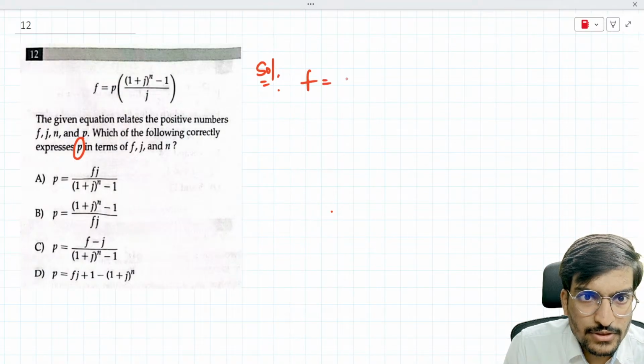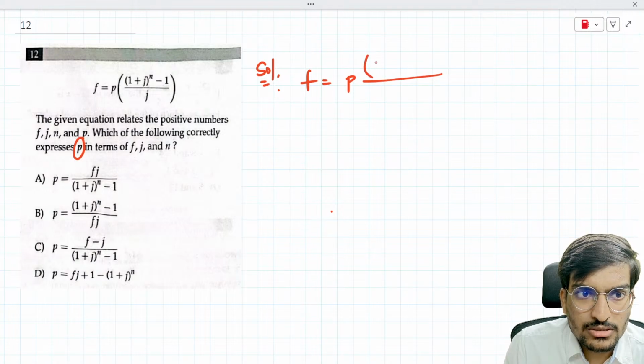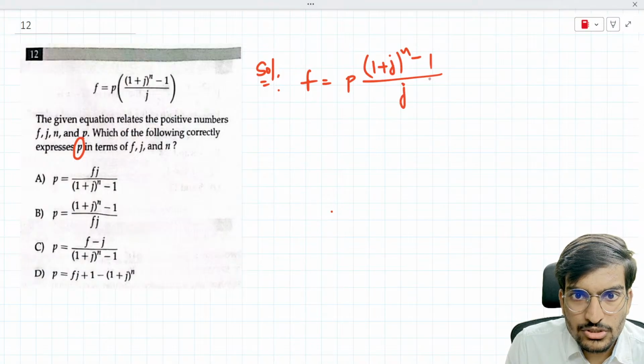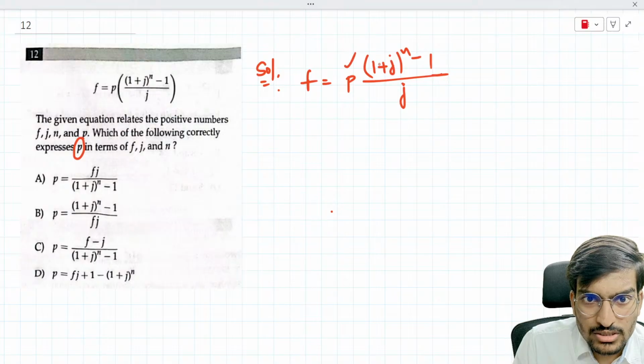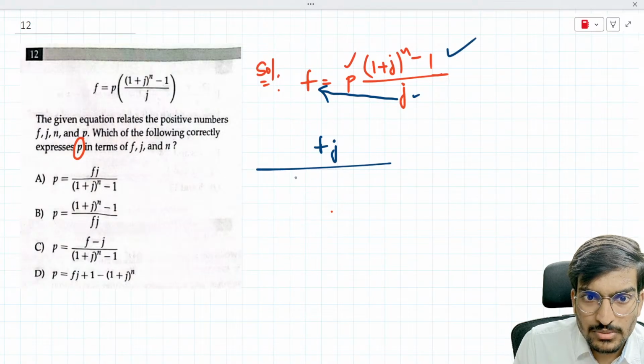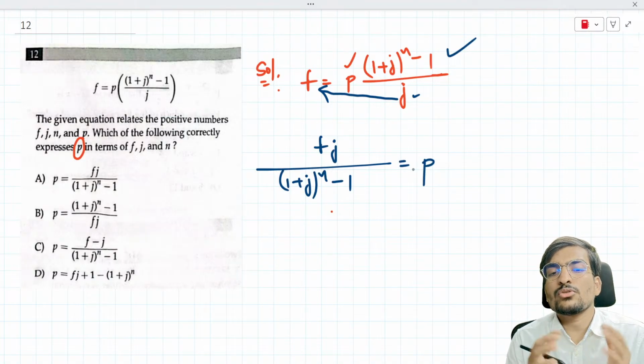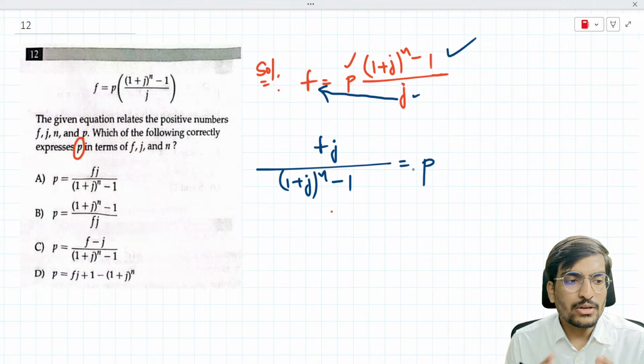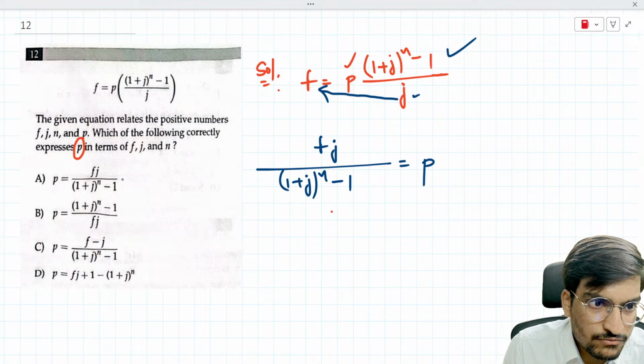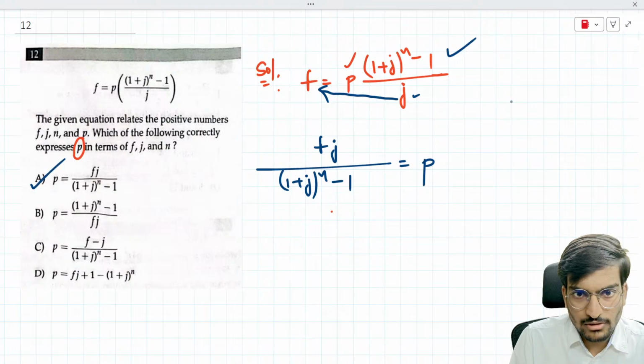So f equals p, I just write the numerator separately, 1 plus j raised to the power of n minus 1, divided by j. I just want p, so I transpose it. It is in the denominator, so it will become the numerator fj, and the thing in the numerator becomes the denominator, 1 plus j whole power n minus 1. Whenever you transpose, this is what happens. Or else you can divide on both sides or multiply on both sides, you still end up with the same result, fj over 1 plus j whole power n minus 1, which is option A.